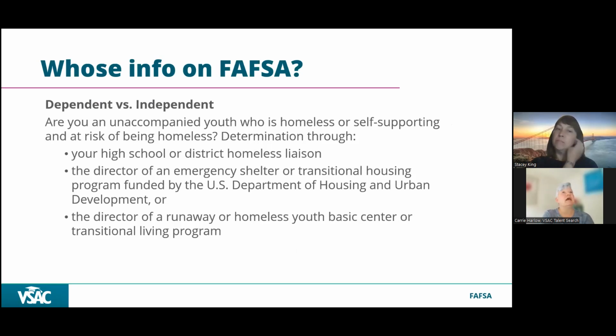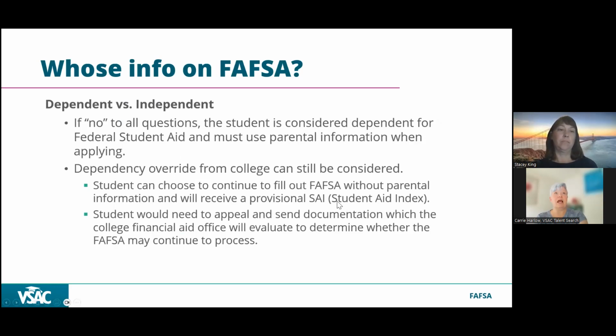And then, is the student an unaccompanied youth who's homeless or self-supporting and at risk of being homeless? Usually this determination comes through the high school or the school district homeless liaison, the director of an emergency shelter, or the director of a runaway or homeless youth basic center or transitional living program. Added to that this year is that a financial aid officer can also make that determination upon meeting with and working with the student. And so if all those questions are answered no, then the student is considered a dependent student for federal student aid, and they have to use parental information.